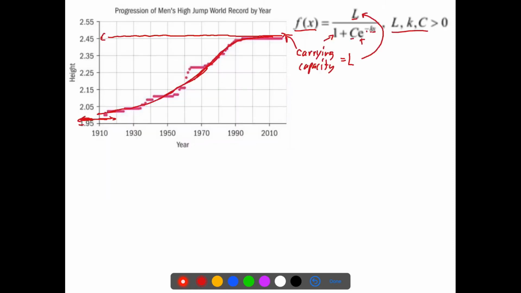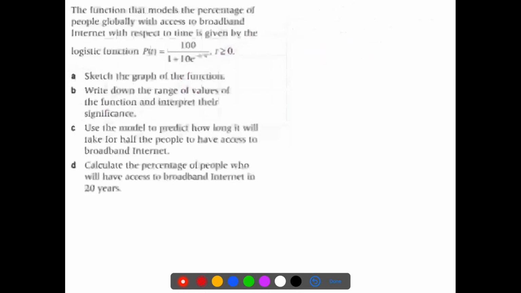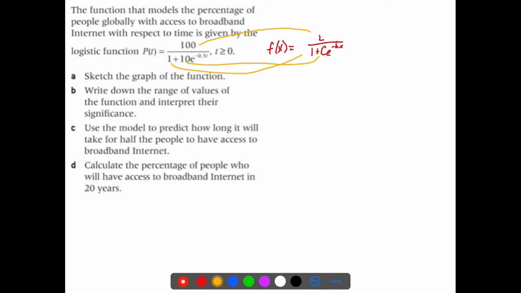Now, you'll see that this matches very closely to the equation that we had before up here. f of x equals L over 1 plus C e to the negative kx, right? And all those pieces are there. You've got the L, which is 100. You've got the 1. You've got the C, which is 10. And you've got the k, which is 0.5 here, right? And then, of course, x is time, which is your independent variable.